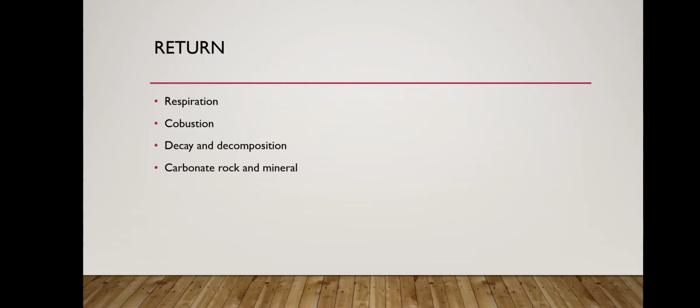Now next, how does this carbon dioxide get returned back to the atmosphere? First process is respiration. When we respire, we expel carbon dioxide gas, so we return this carbon dioxide to the atmosphere. Next is combustion. Whenever things burn, like wood or organic material, fossil fuels, they consume oxygen and release carbon dioxide.